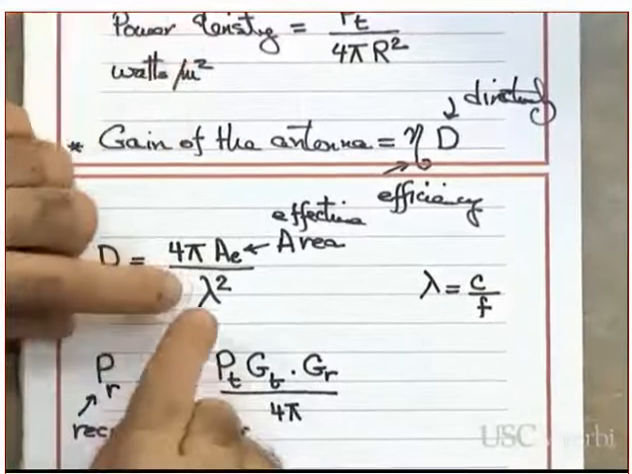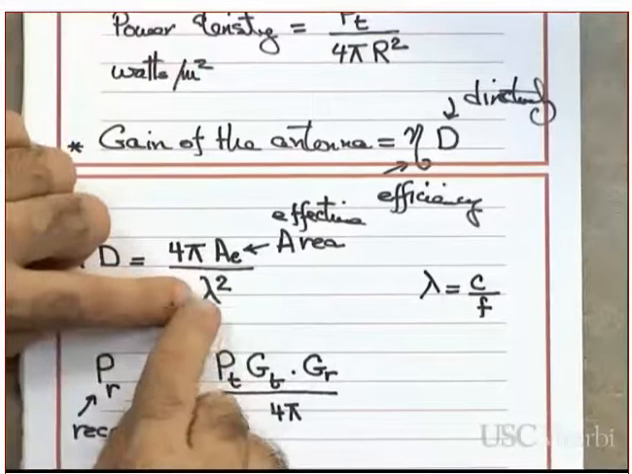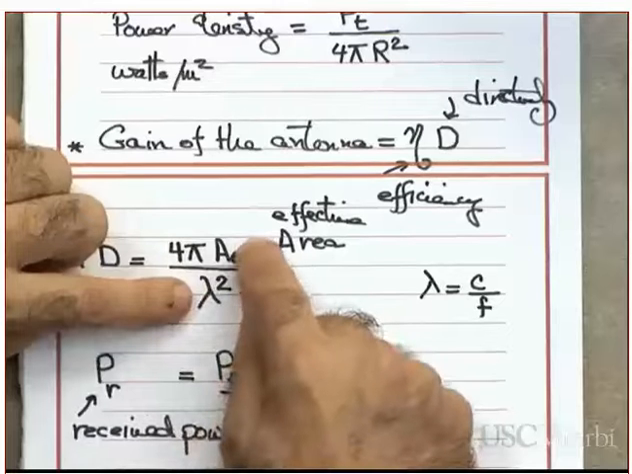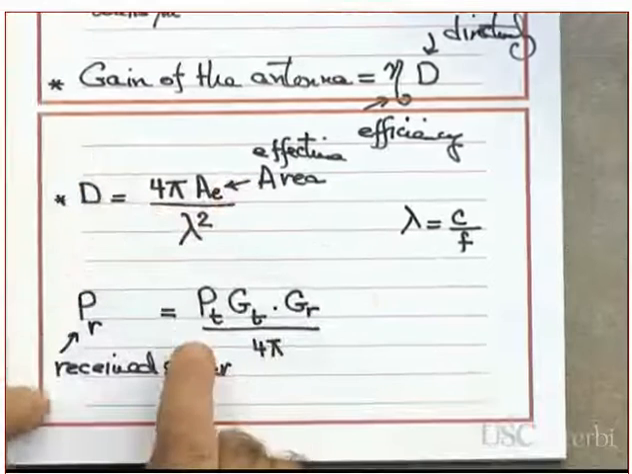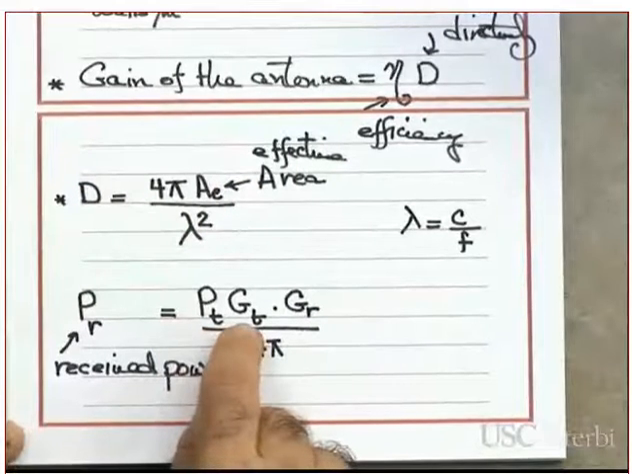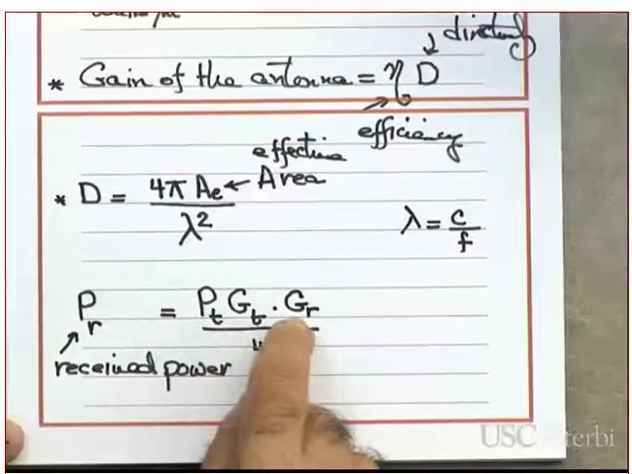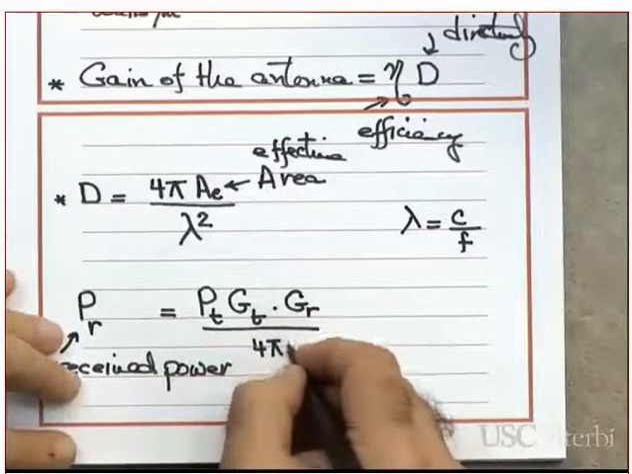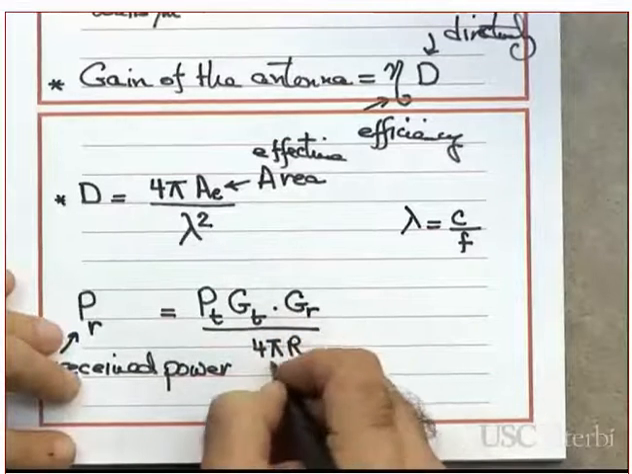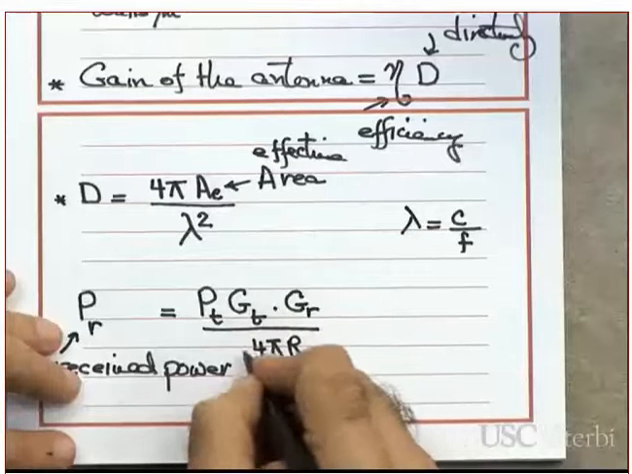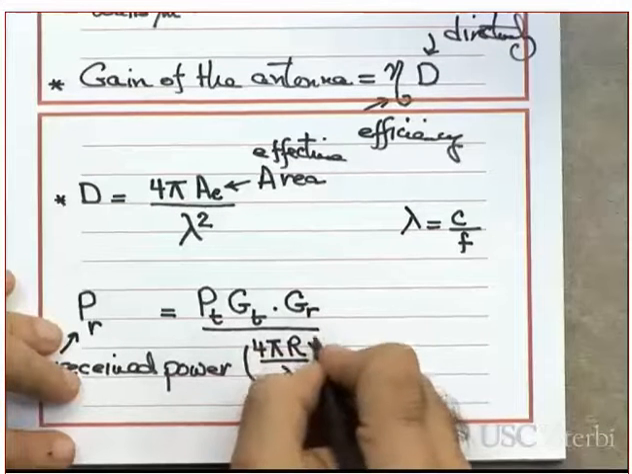Yes or no? So what is this? C square, and the F square becomes in here. Yes or no? Okay, so what do I have now? PT, GT, GR over what? 4 pi R over what? Lambda, the whole thing squared.